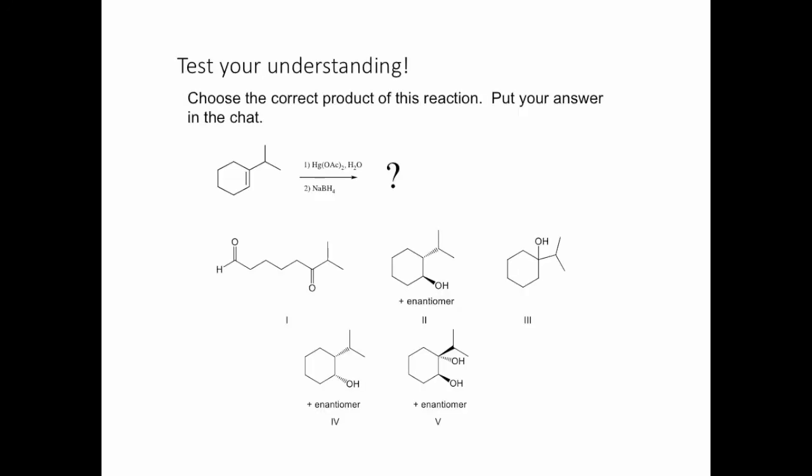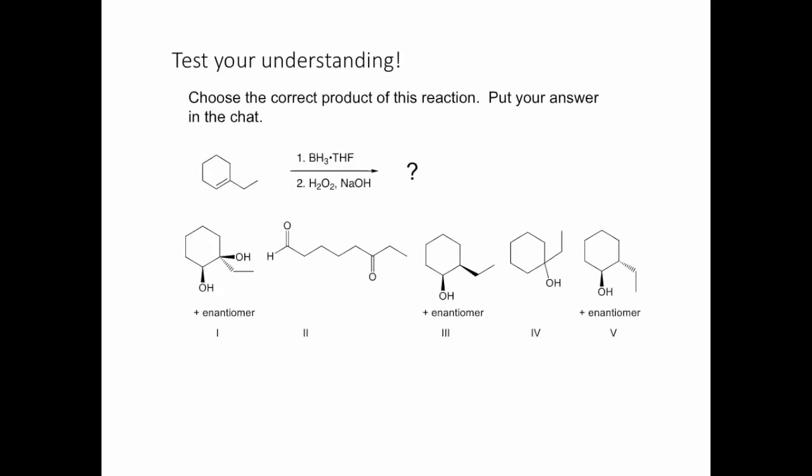Now test your understanding. Can you figure out the product of this reaction? Is it 1, 2, 3, 4, or 5? This is our oxymercuration-demercuration set of reagents. Think about it and put your answers in the chat. Now look at this reaction, and instead of the mercuric acetate reagent, you're using BH3 followed by peroxide. Which product would that give you? Put your answers in the chat.